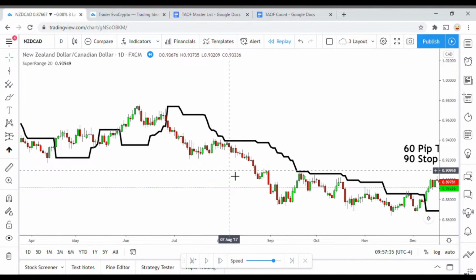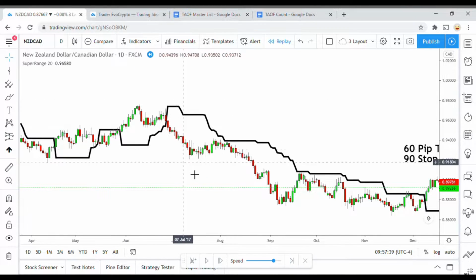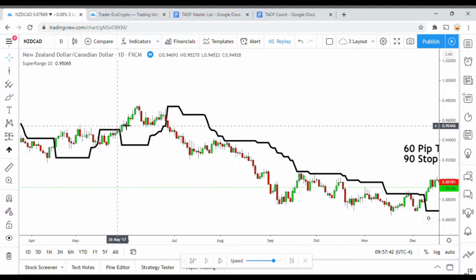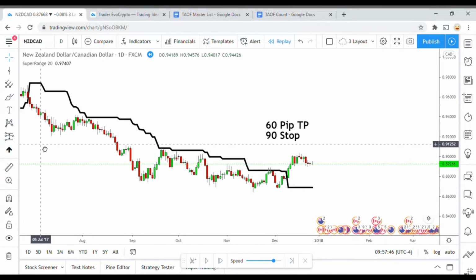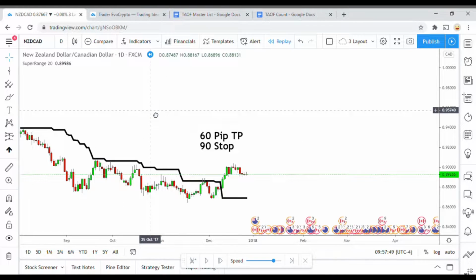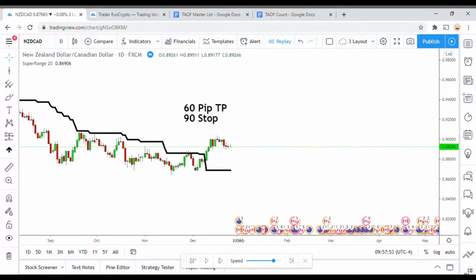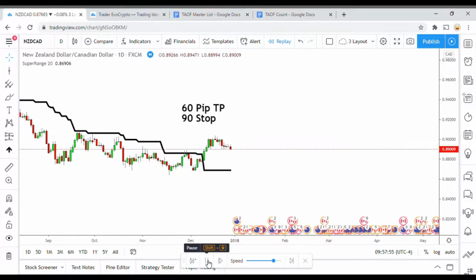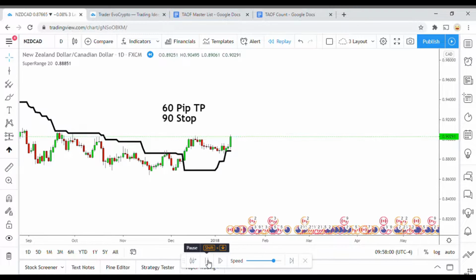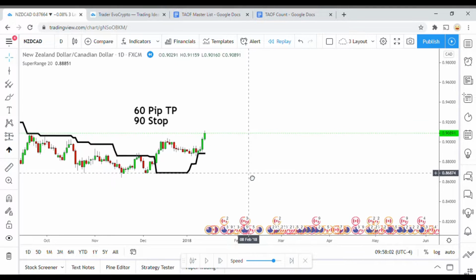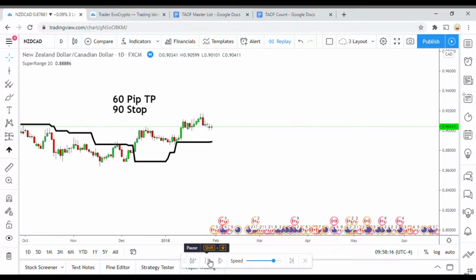When price action breaks this line, it is a signal to go either long or short. If it breaks up above, like right here, it's a signal to go long. If it breaks down below, that is a signal to go short. And that is how we will be trading it today. Pretty simple. Let's get on with the testing process here and see what we can get out of this. Just plugging along here.